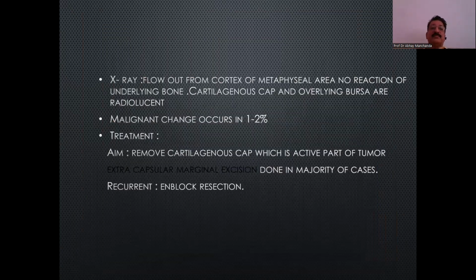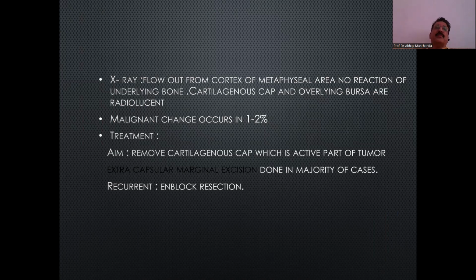X-ray shows outgrowth from the cortex of the metaphysis area with no reaction of the underlying bone. The cartilaginous cap and overlying bursae are radiolucent. So this tumor on opening is much bigger than what you see on the X-ray. 1 to 2% of osteochondromas can convert into malignancy.